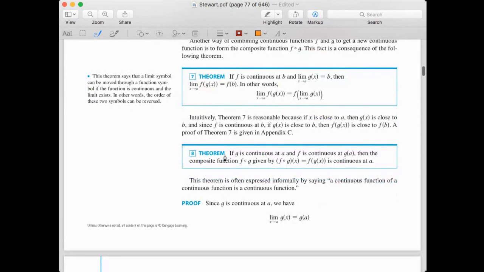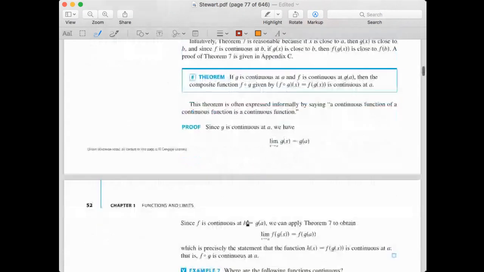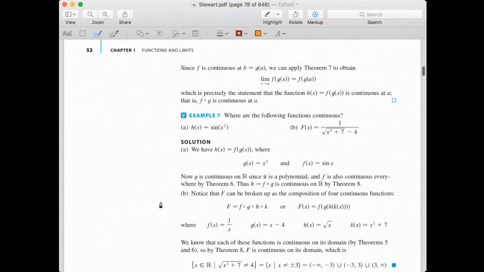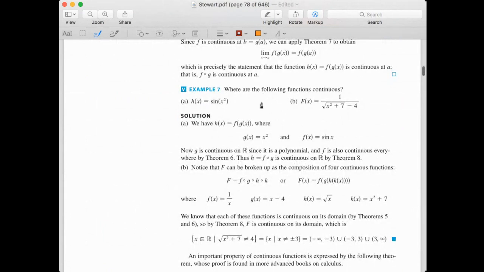And this theorem says if g is continuous at a and f is continuous at g of a, then the composition function is continuous at a. This is kind of dry, but when we see examples, we will understand. Let's see example 7.